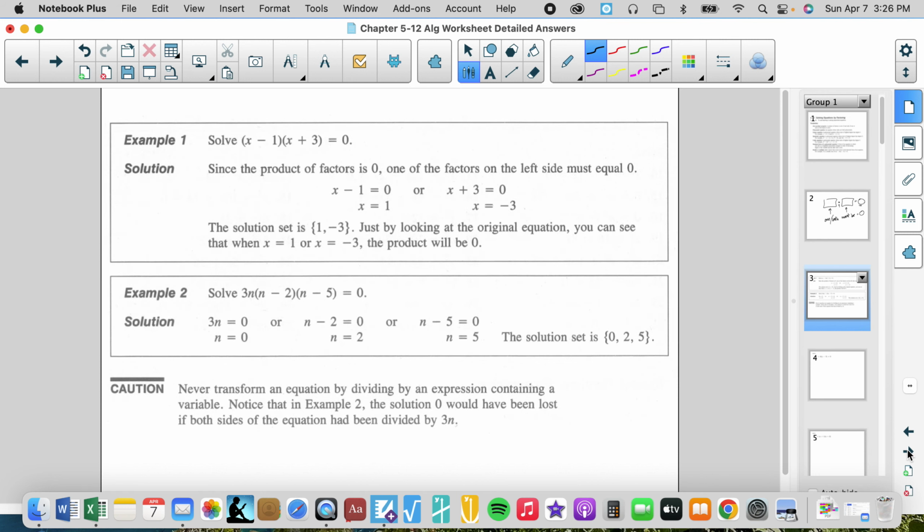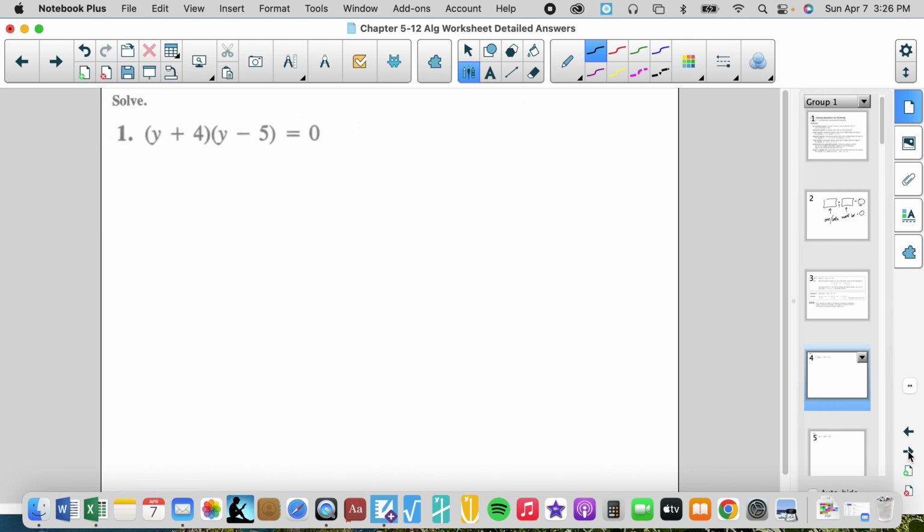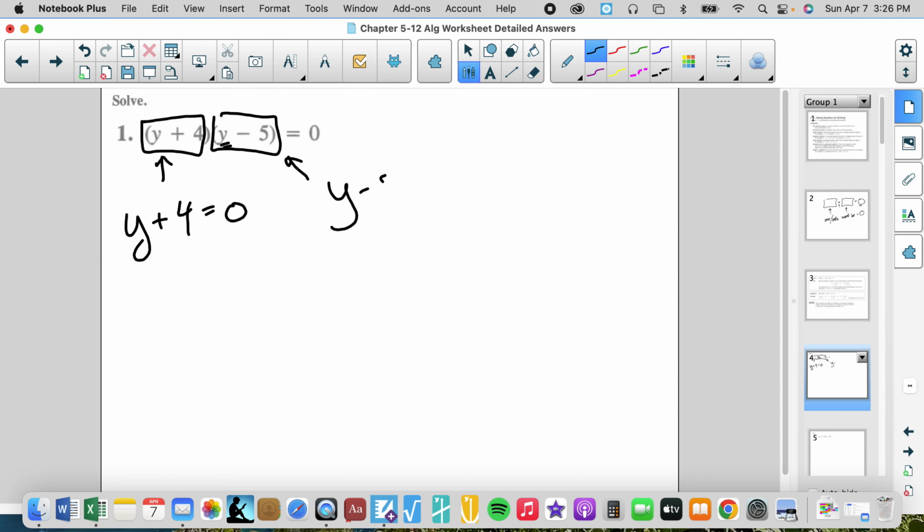So we have this problem, and it's already set equal to zero, and it's already factored. So we have two numbers that are multiplied. So the question really is, what value for y would make this box equal to zero? And the way we write that is we set that equal to zero. And then the other question is, what value for y would make this box equal to zero? Because one of those two boxes must be equal to zero, because that's the only way a product of two numbers equals zero. So we subtract 4.